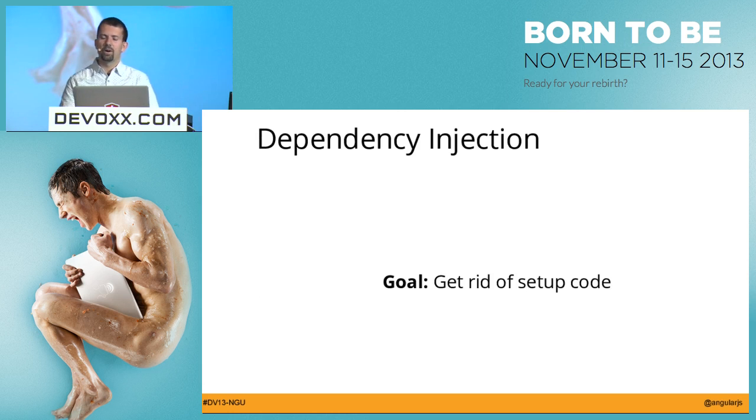So we kind of talked about how data binding works and all this stuff. Now let's look at dependency injection. So the point of the dependency injection is to get rid of setup code.